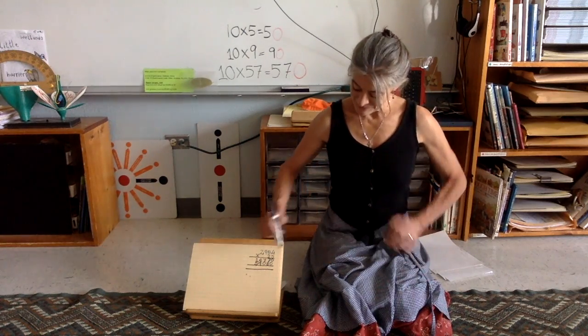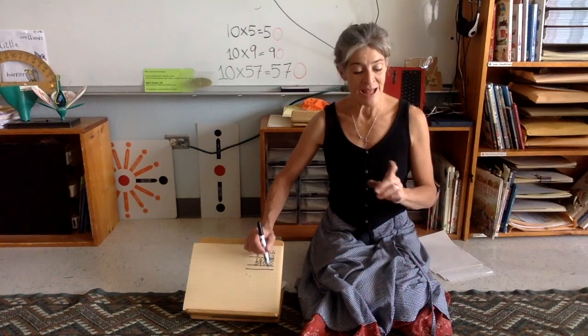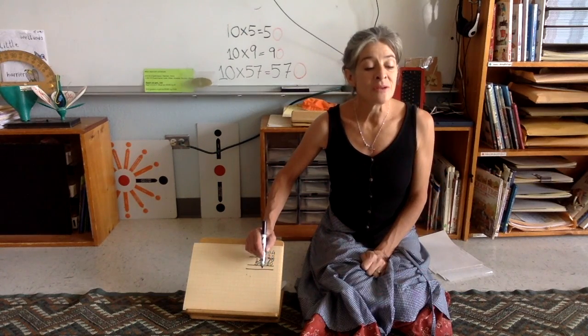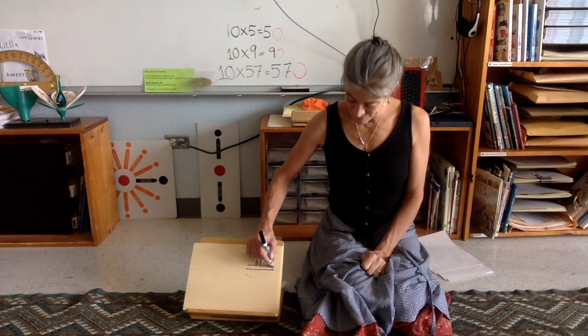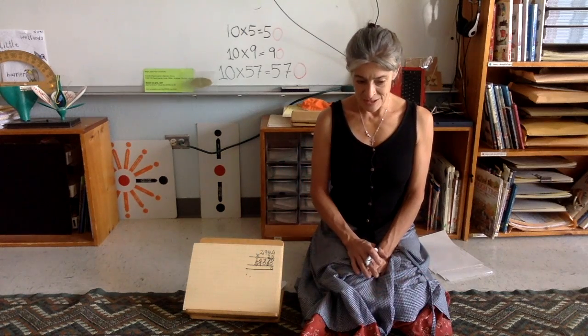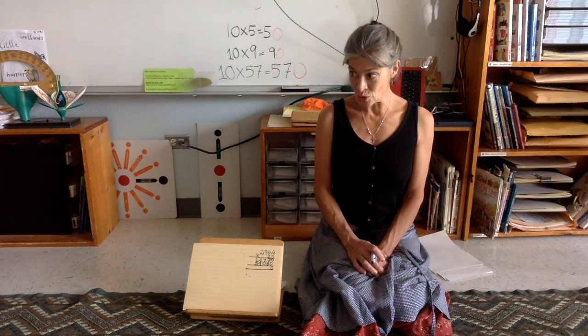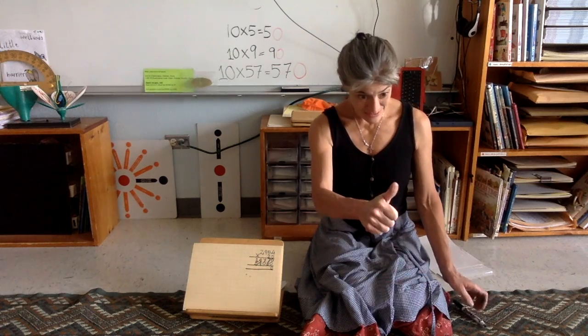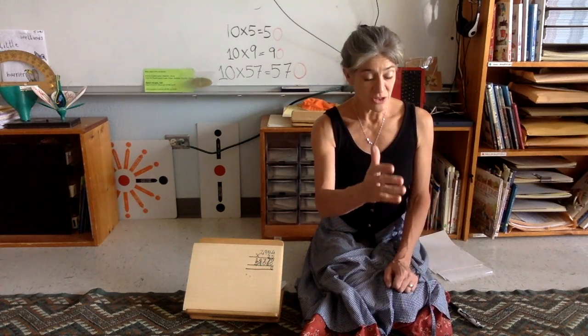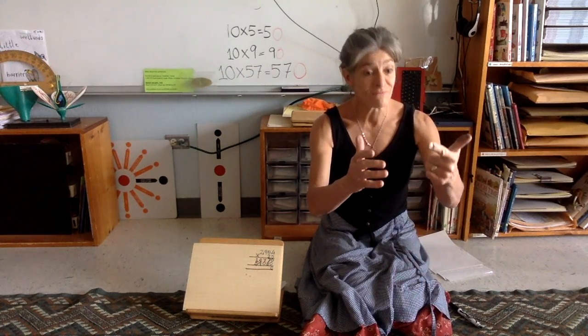All right. 0 plus 0 is 0. Say it loud. 0 plus 3 is 0. Good. 7 plus 8 is 8, 9, 10, 11, 12, 13, 14, 15.